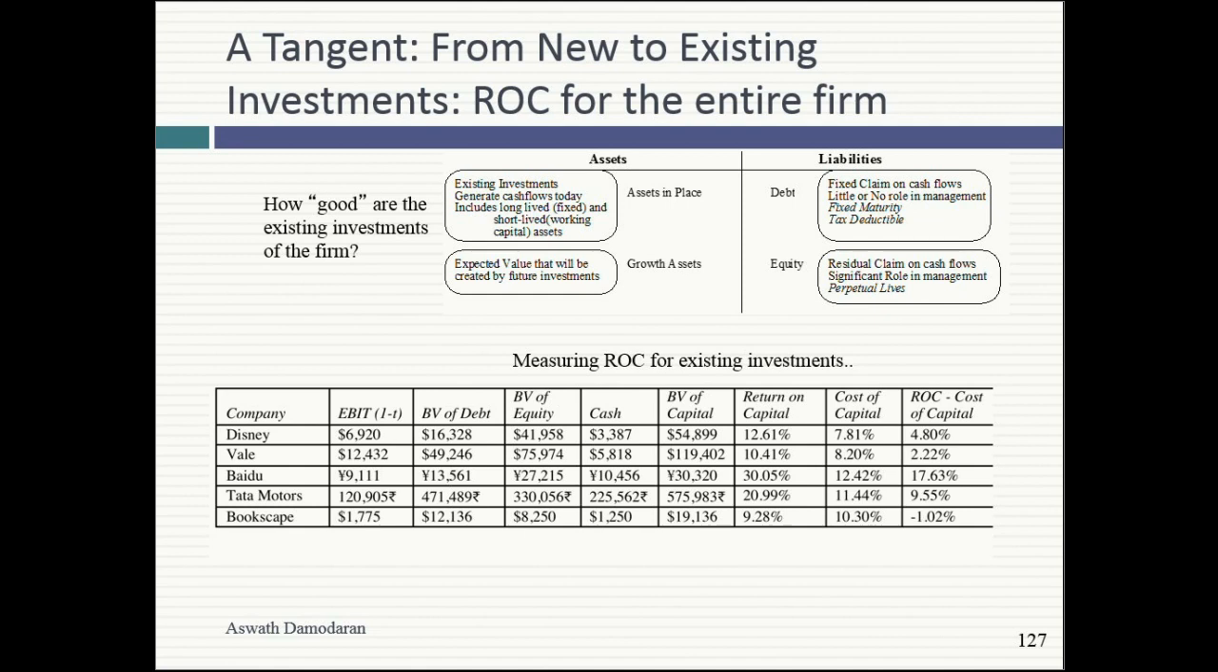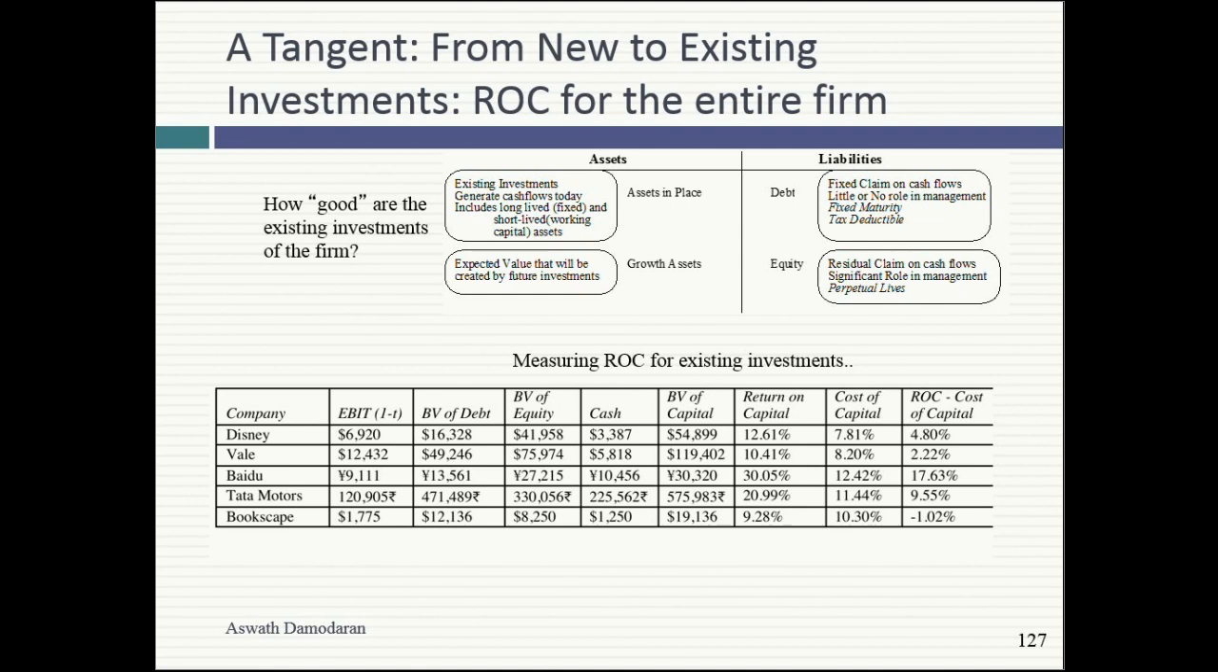If I take the book value of debt plus book value of equity minus cash, I get a number called invested capital. It's a measure of what the accountant tells me is invested in the company. And for Disney, that number is $54.9 billion. If I divide the after-tax operating income by that book value of capital, I come up with a return on capital for Disney of 12.61%. So all the normal caveats apply. It's an accounting number, trusted only as far as you can throw it.